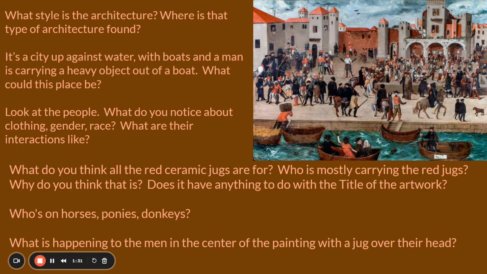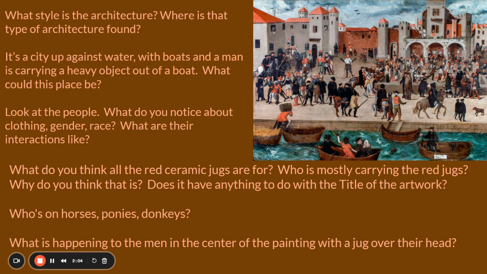In your observation of this painting, there are some questions I want to put out there to help guide you. First, I want you to take note of the architecture. Architecture can reveal a lot about geographical location, culture, sometimes religion. So it's very telling just by looking at the architectural surroundings.